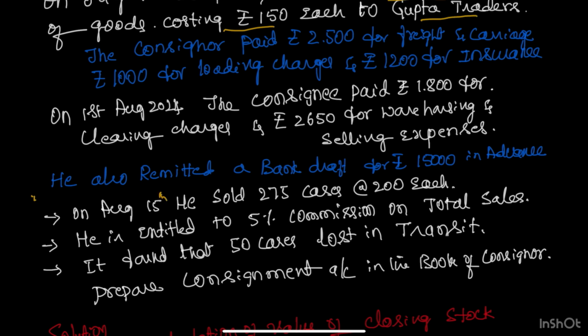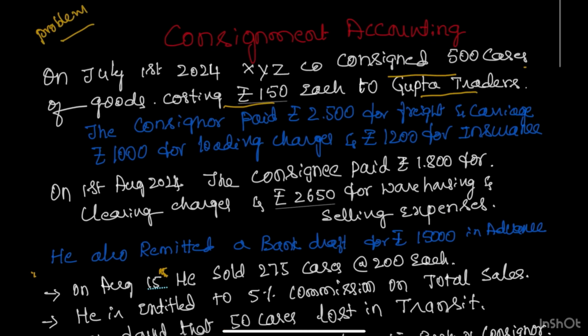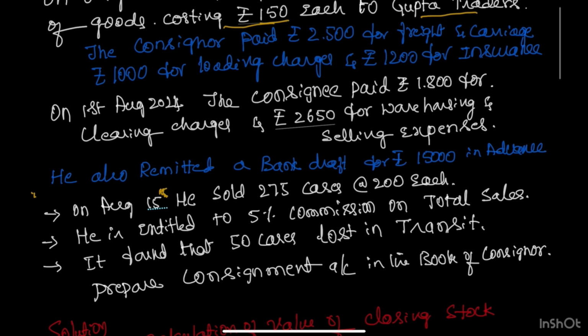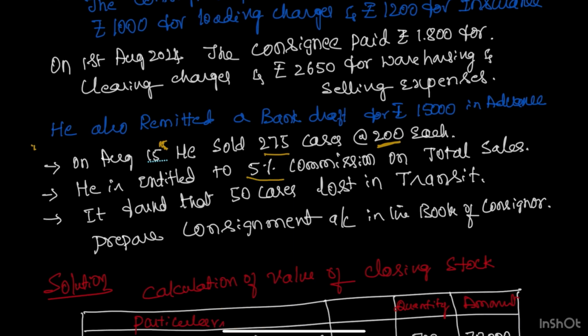On August 15th, the consignee sold 275 cases at rupees 200 each. How many cases were received? 500 cases received at rupees 150 each. Out of that, 275 cases sold at rupees 200 each, and he is entitled to a 5% commission on these sales. It was found that 50 cases were lost in transit. We will treat this as an abnormal loss.